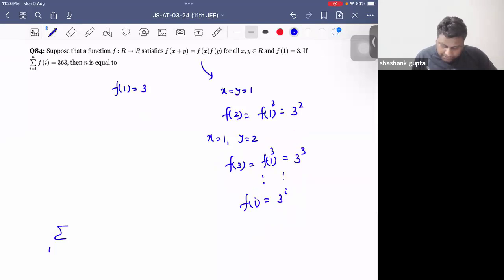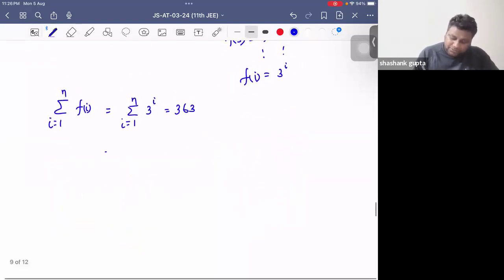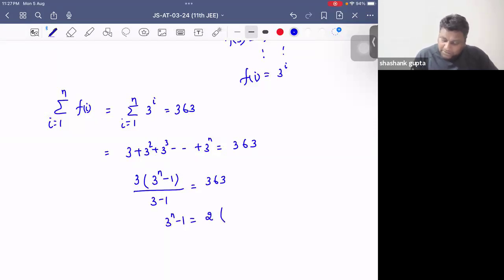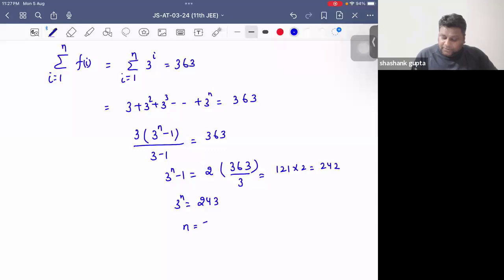Now your question is sigma i from 1 to n f(i), that is sigma i from 1 to n 3 raised to the power i, which is 363. So that will be 3 plus 3 square plus 3 cube and so on, up to 3 to the power n, is 363. If I simplify this GP, it will be 3 times (3 to the power n minus 1) upon 3 minus 1 is 363. So 3 to the power n minus 1 will be 2 times 363 upon 3. So it is 121 into 2, that is 242. So 3 to the power n is 243. So 3 to the power n is 3 to the power 5. So your n is going to be 5. Correct? Simple question. Good question.